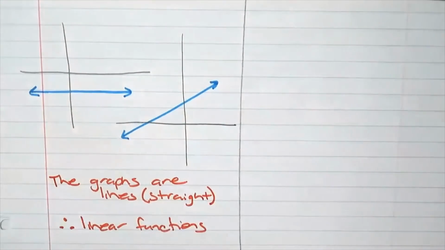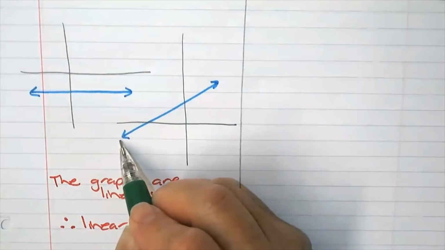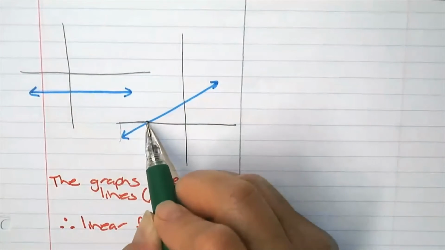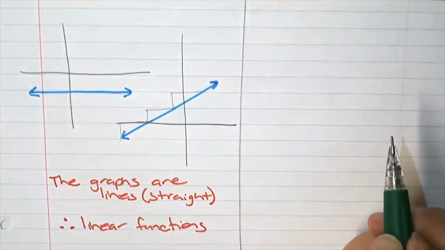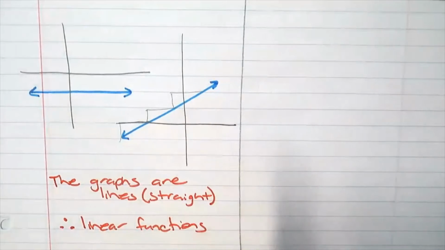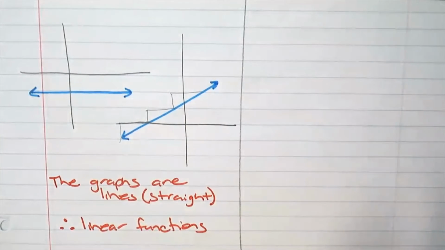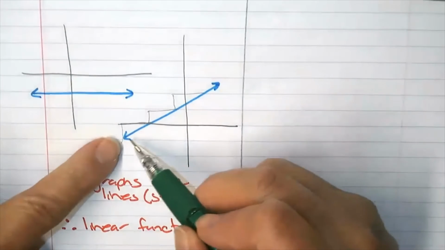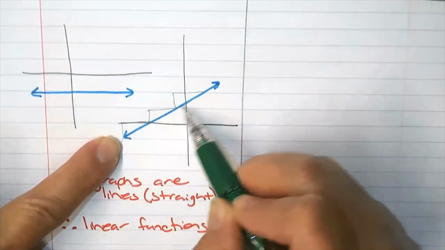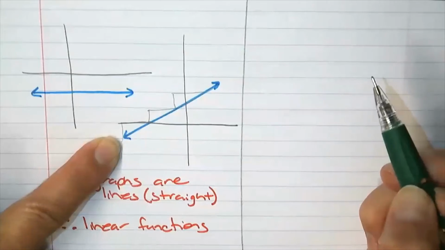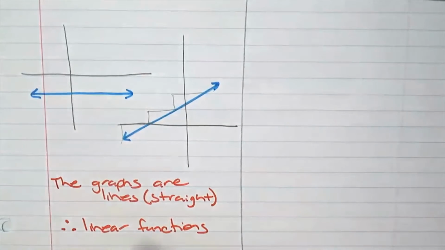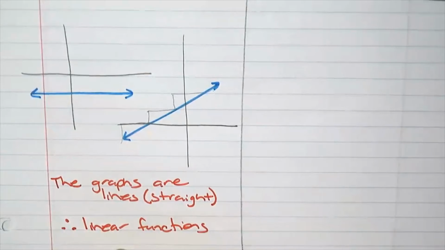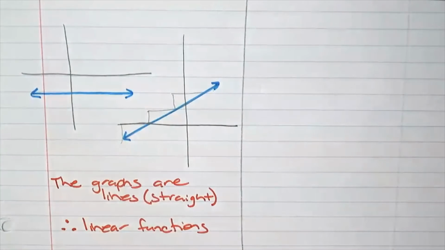Same thing here. If we look, this is kind of up 1 over 2, up 1 over 2, up 1 over 2. My slope or rate of change is the same or constant for the whole graph. So if I have a constant rate of change for the whole graph, it's going to be a straight line. It's going to be a linear function. It's a constant rate of change.